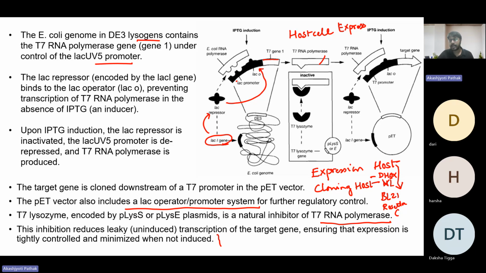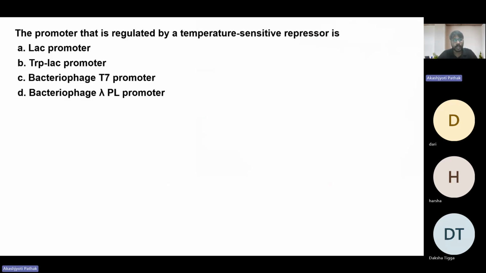That is why at a particular OD you have to do the IPTG induction, and that also requires a lot of optimization, whether you want to add IPTG when the OD is 0.6, or 0.4, or 0.2. All these things you have to optimize in the lab: at which OD your IPTG induction gives you more yield of protein. That is called the optimization of IPTG induction. Those things need to be done.